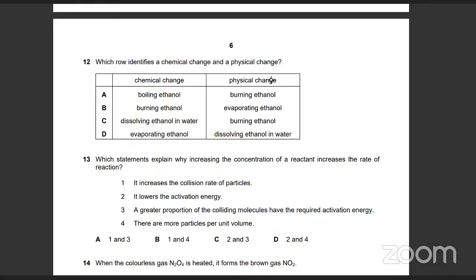The burning of ethanol is B. Oh no, yeah, B. Sorry. When you burn ethanol, you get something else. Which statement explains why increasing the concentration increases the rate of reaction? Why does concentration increase the rate of reaction?